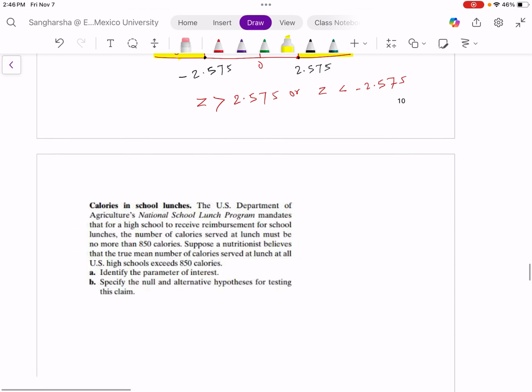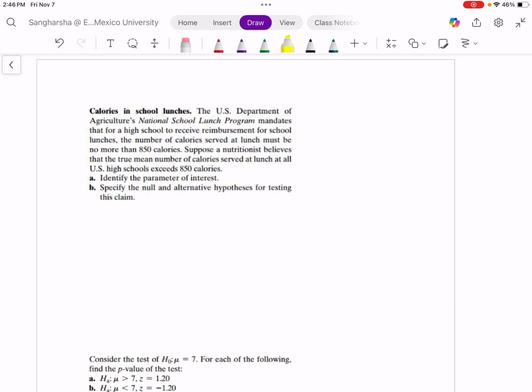Okay, next here, the US Department of Agriculture's National School Lunch Program mandates that for a high school to receive a reimbursement for school lunches, the number of calories served at a lunch must be no more than 850 calories. Suppose a nutritionist believes that the true mean number of calories served at lunch at all US high schools exceeds 850 calories. We need to identify the parameter of interest.